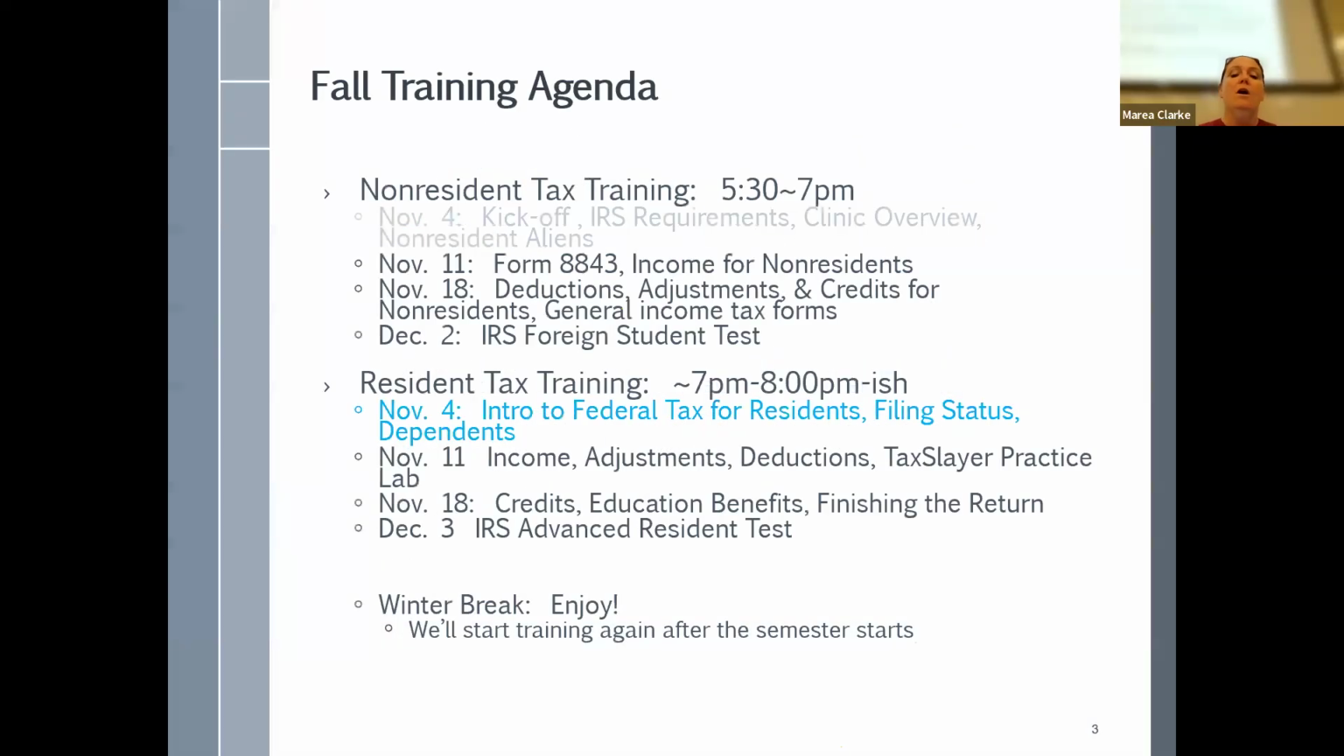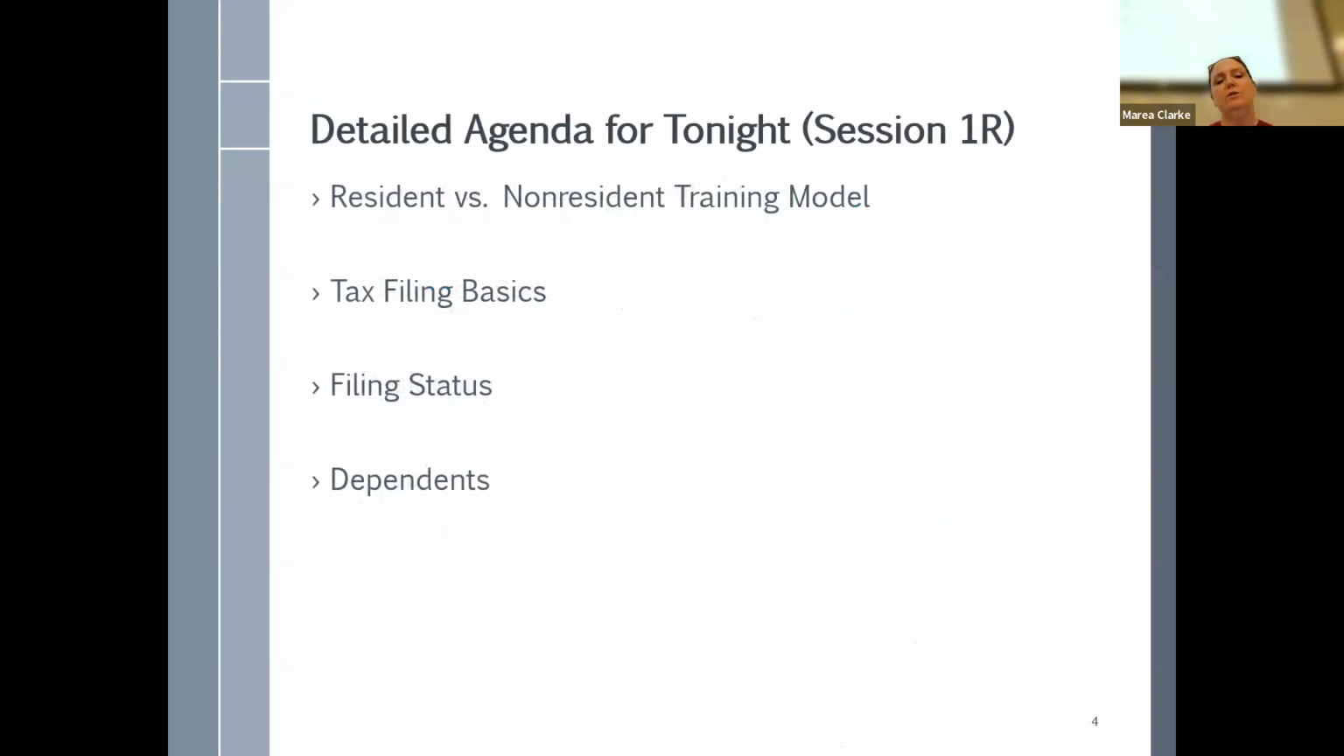So we're going to do a quick introduction to federal tax for residents. We're going to talk about the IRS shenanigans some more. Then we're going to talk about filing status and independence. We're going to talk about some of the basic building blocks for a resident tax return. These are the determinations that you need to make. What is their appropriate filing status? Who is a dependent for them? Or are they themselves a dependent?